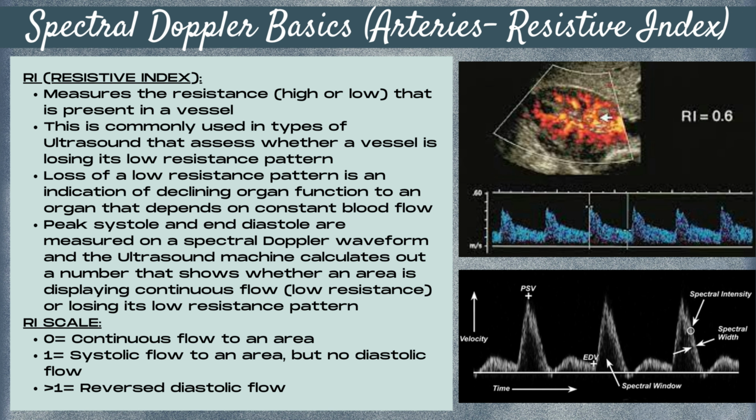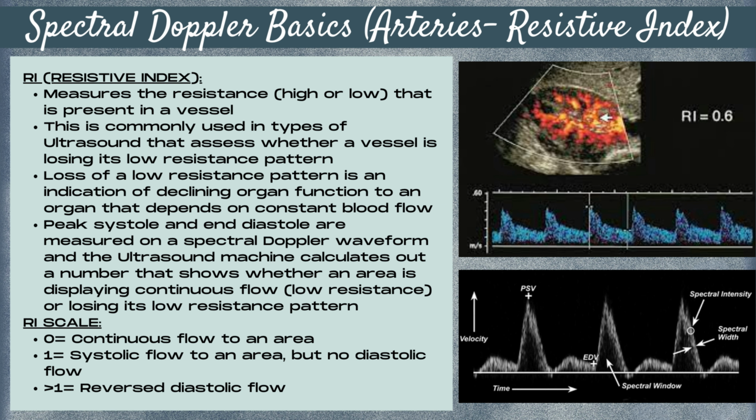Another thing that spectral Doppler can look at is something called the resistive index. And this measures the amount of resistance, either high or low, that is present within a vessel. And this is commonly used in types of ultrasound that assess whether a vessel is losing its low resistance pattern. And loss of a low resistance pattern is an indication of declining organ function for an organ that depends on constant blood flow going to it. And this is commonly performed for the intrarenal arteries.